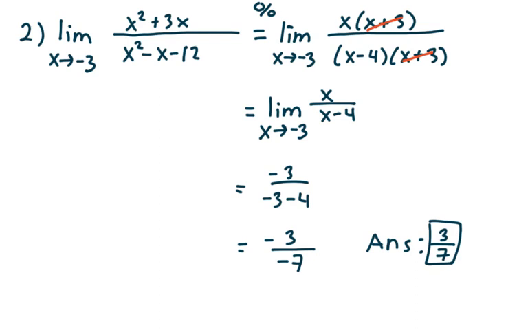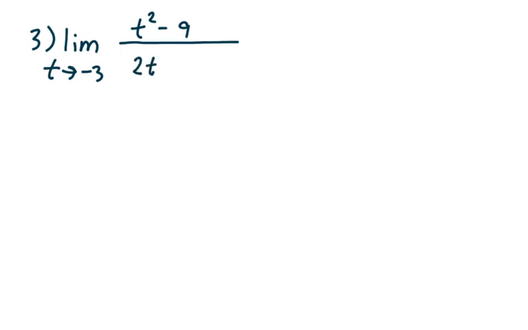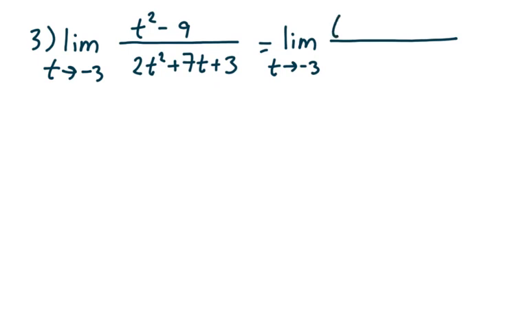Let's take a look at another one. So in example 3, suppose I had the limit as t approaches negative 3 of... Now on top, we have t squared minus 9. On the bottom, we have 2t squared plus 7t plus 3. And so I can write this as the limit as t goes to negative 3 of... Now in the numerator, we get (t plus 3) times (t minus 3). In the bottom, we get (2t plus 1) times (t plus 3), like so.